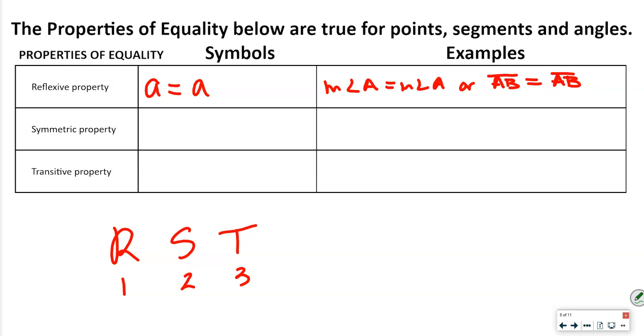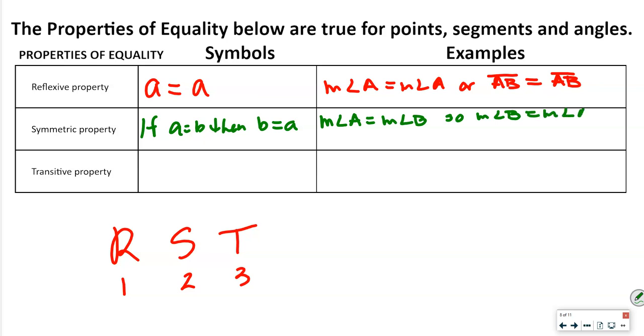Now, when we talk about the symmetric property, if A equals B, then we can also say what? B equals A. So what do you notice happened? They flip places, right? And there's 2 different things this time. The first time there was only one thing, right? This time there's 2 different things. Okay, so now when we talk about this, we're going to say the measure of angle A. If the measure of angle A is equal to the measure of angle B, then what could we say? So the measure of angle B is equal to the measure of angle A, okay?